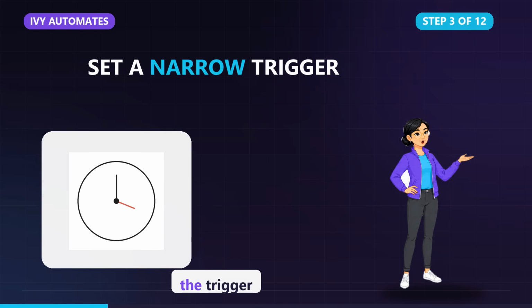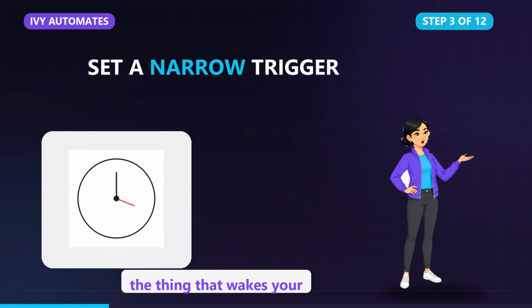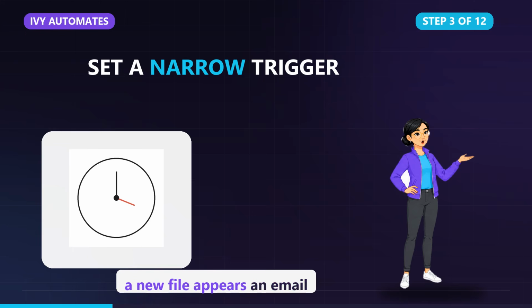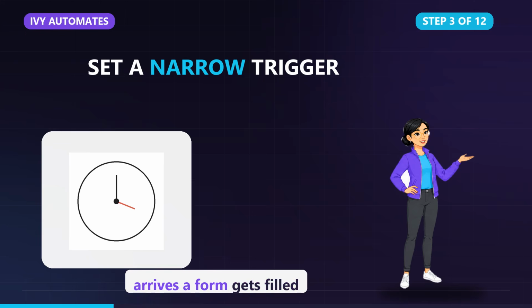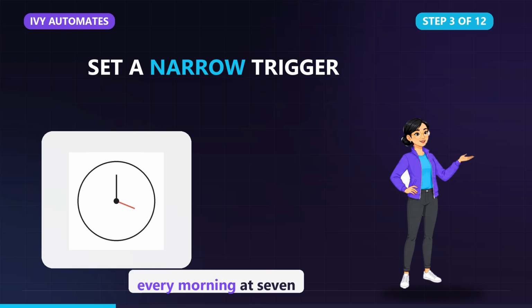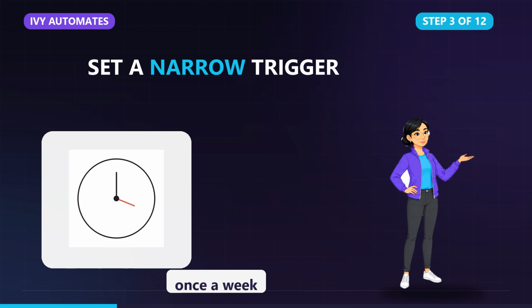Step 3. The trigger, the thing that wakes your automation up. You've got 2 flavors. Event triggers fire the instant something happens. A new file appears, an email arrives, a form gets filled. Schedule triggers fire on a clock. Every morning at 7. Every hour, once a week.